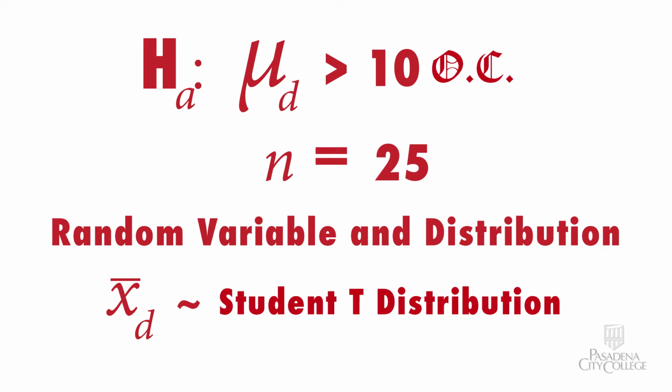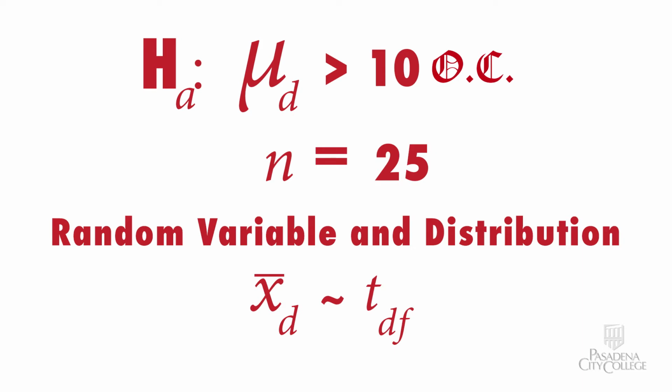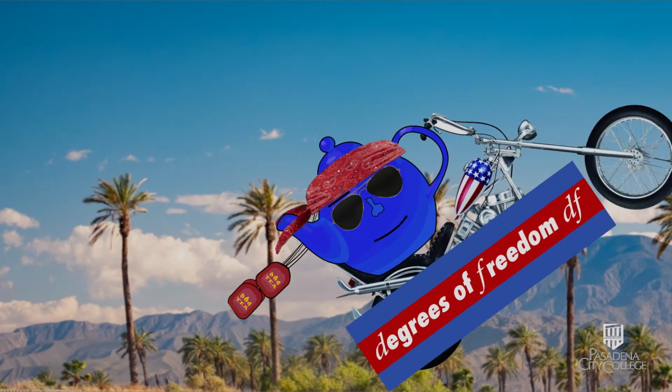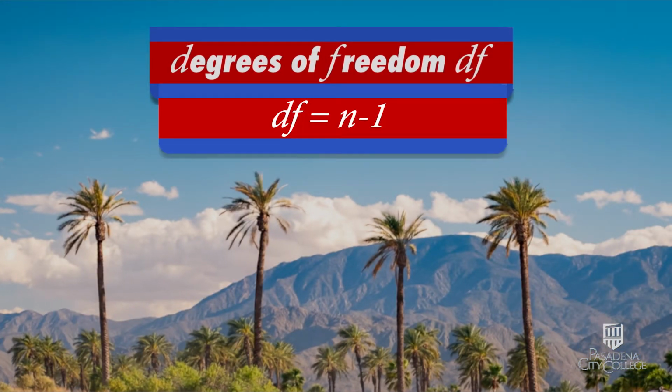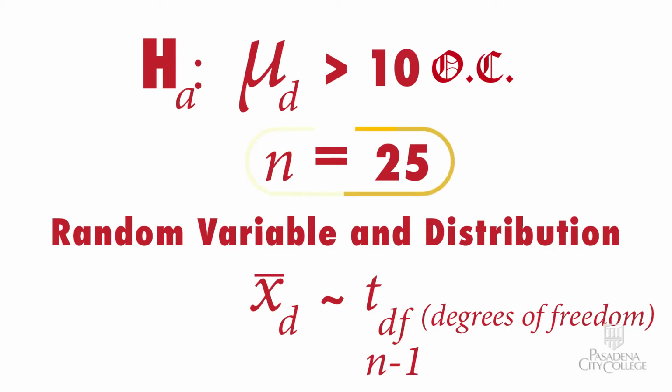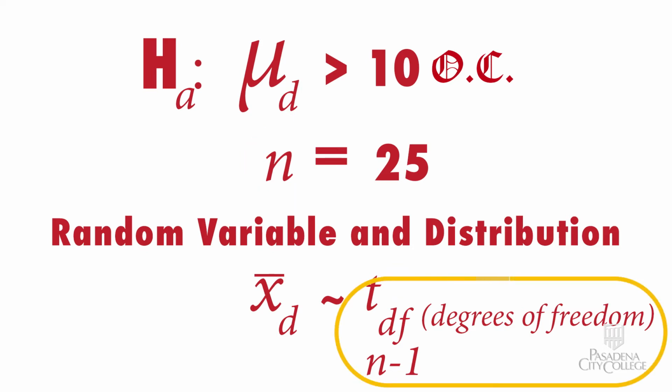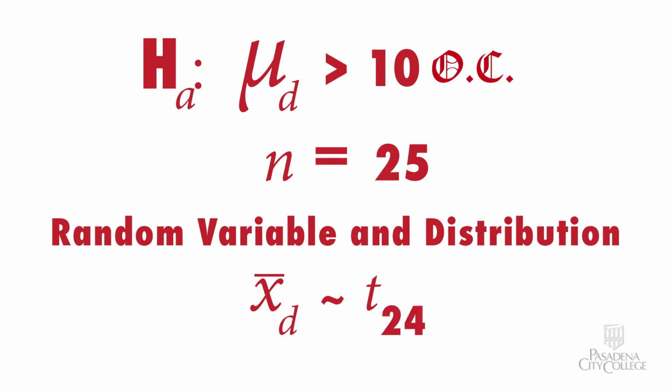Does the student T distribution have a special notation like the normal and binomial distributions? Yes, the notation used for the student T distribution is T DF. What did the DF stand for again? Degrees of freedom. It's just n minus 1 in our case. Since our sample size n is 25, the degrees of freedom is 25 minus 1, which is 24. I see. So the next step is for us to use our calculator to calculate the p-value, right?